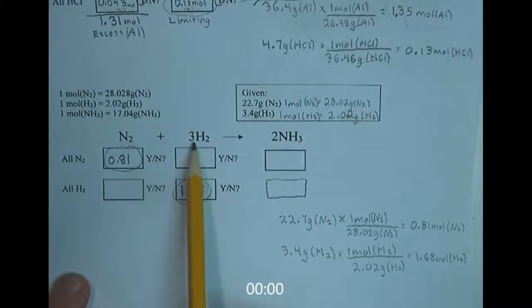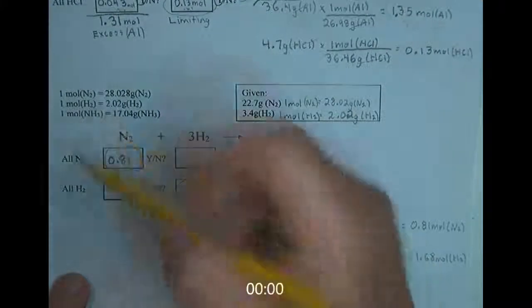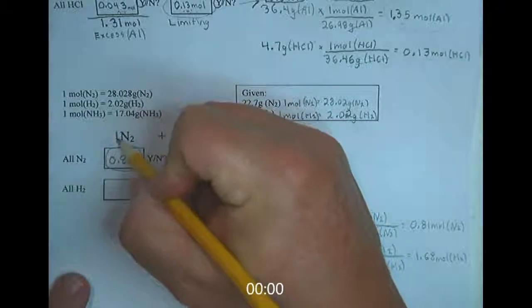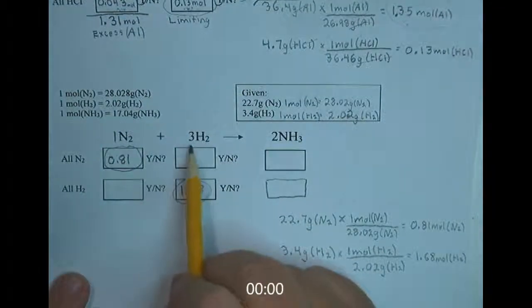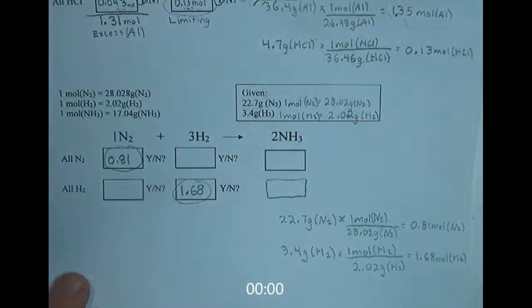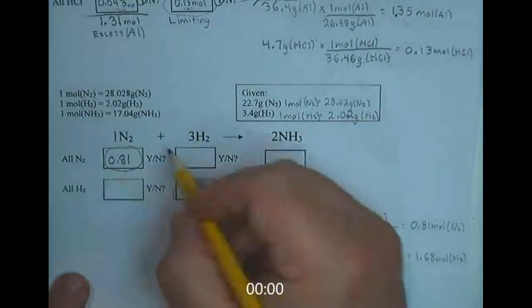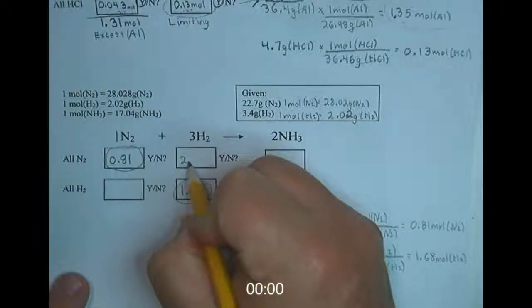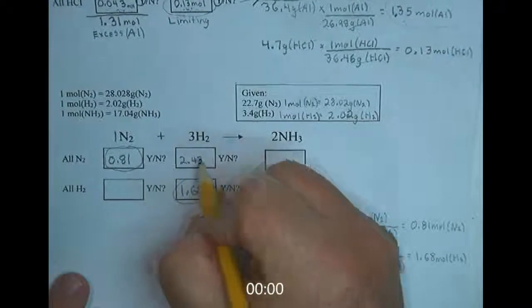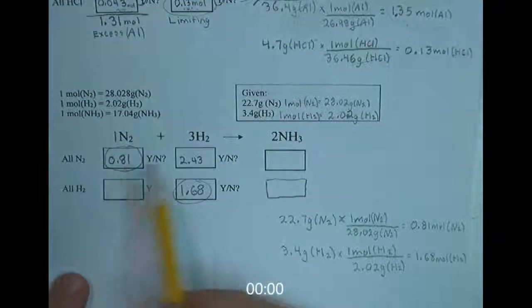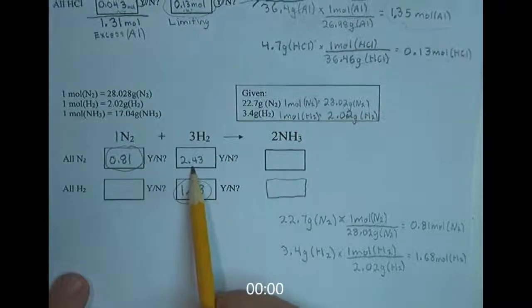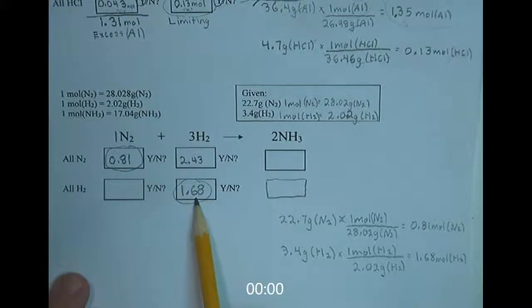So this is saying that for every 1 mole, and if you'd like you can write a 1 there, for every 1 mole of nitrogen we use, we're going to need 3 moles of hydrogen in order to make this reaction work. So the number that goes there is 3 times this number, which is 2.43 moles. If I want to burn all of the nitrogen, I'm going to need 3 times as much hydrogen, 2.43 moles. We go down here, we do the same thing but in reverse.